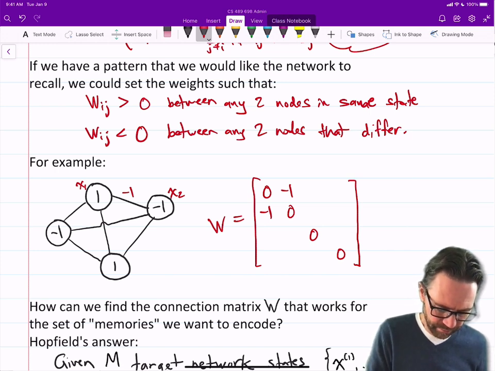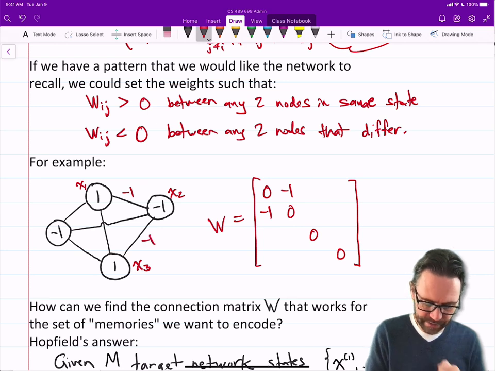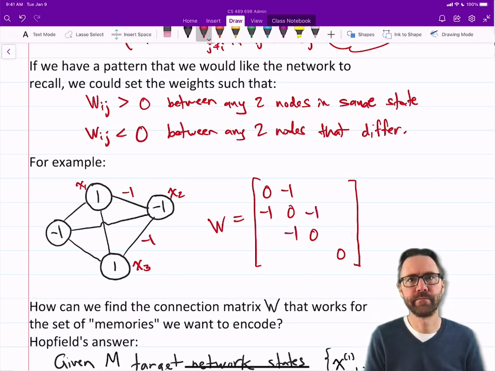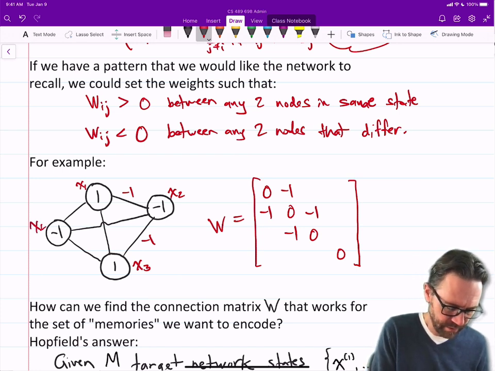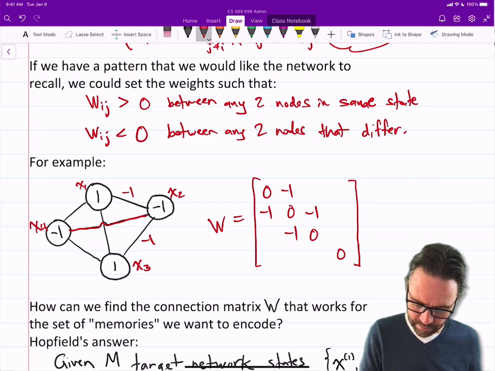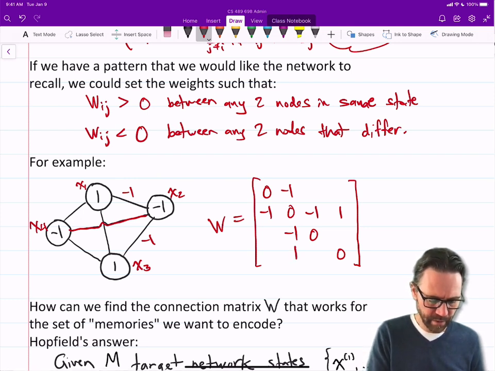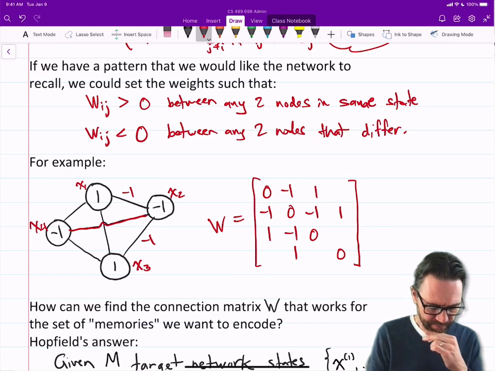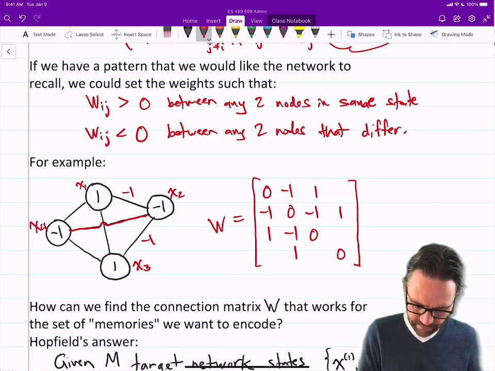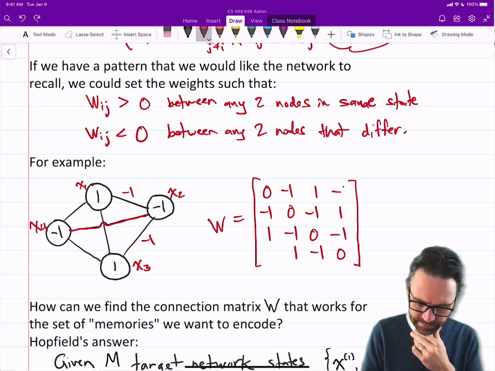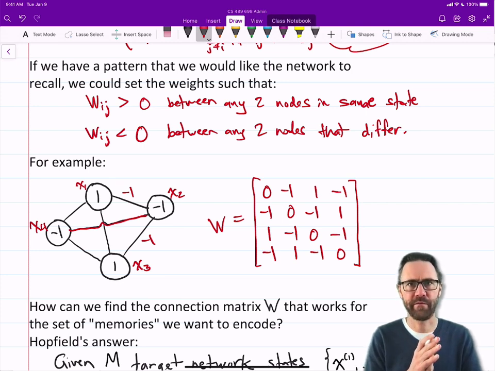Between node 2 and node 3, they're again opposites, so that is -1. Between node 2 and node 4, that's this connection here, they're both negatives, so we want a positive weight between those two. 2 and 4, 1 and 1. Between nodes 1 and 3, they're both 1s. And what else am I missing? Between 3 and 4, they're opposite. What's this one up here? That is between 1 and 4. They're opposites. Okay, I think I filled it in correctly.